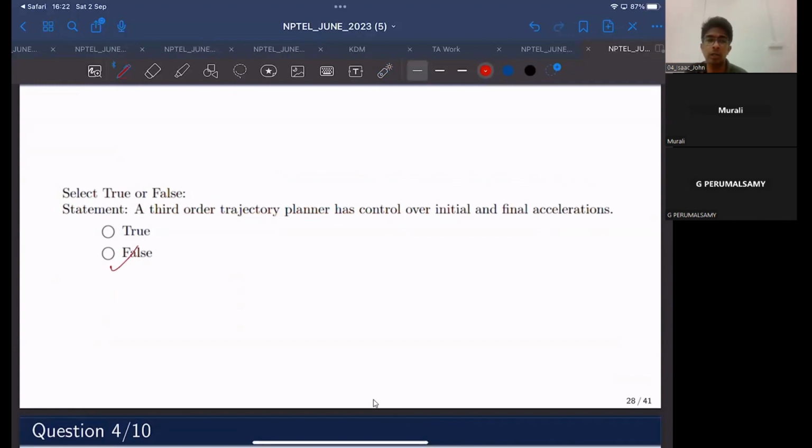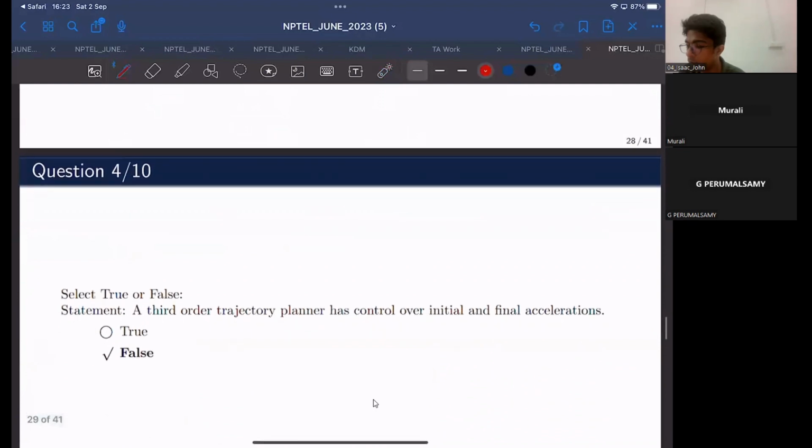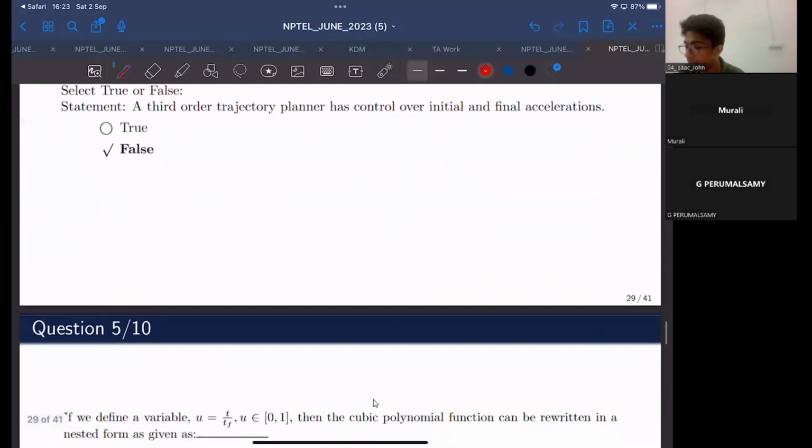So it can only manipulate initial positions and velocities, as well as final positions and velocities. Okay, so I suppose there is no further need to clarify that any further.